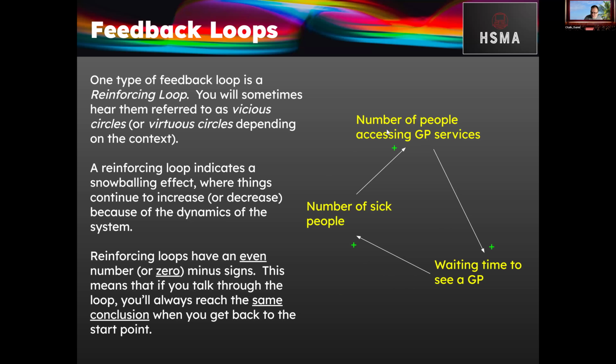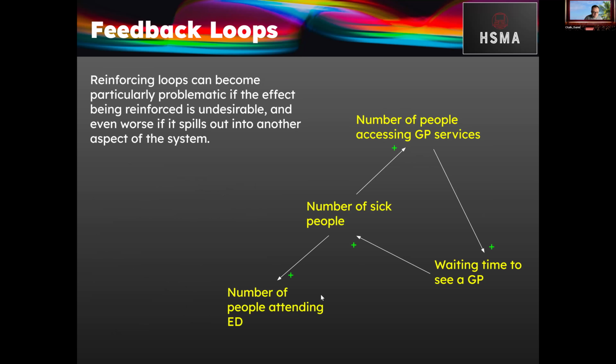What do I mean by that? Well, let's talk this through. So I'm going to say it again. As the number of people accessing GP services increases, so remember that statement, as that increases, waiting time to see a GP increases. As that increases, number of sick people increases. As that increases, number of people accessing GP services increases. I've just said exactly the same as I did when I started. Therefore, I've reached the same conclusion, and it is a reinforcing loop.